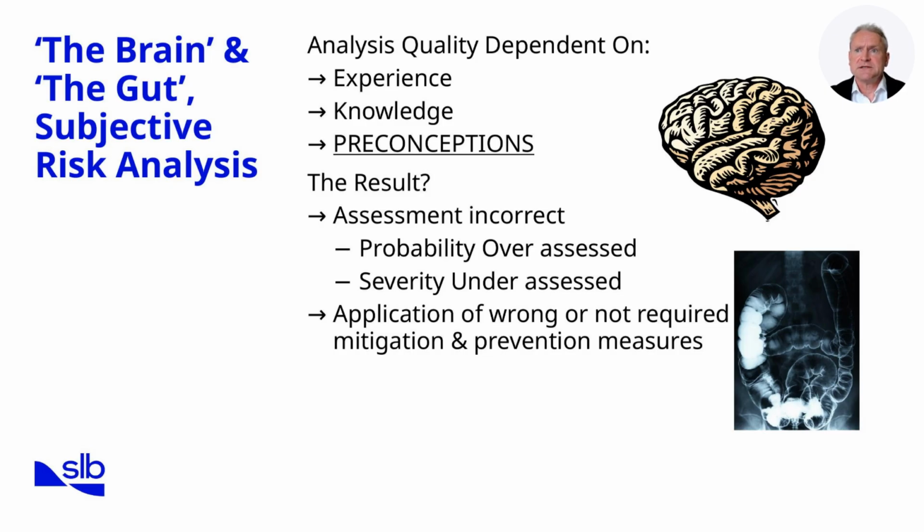Experience can sometimes mislead, particularly if it is outdated or based on a limited set of wells. Knowledge gaps can result in missing key hazards, and preconceptions, or mental shortcuts, may distort both probability and severity assessments. This often leads to overestimating how often an event might occur, while underestimating the seriousness of its potential consequences. The outcome is that the wrong preventive or mitigation measures may be applied. Resources might be wasted controlling minor risks, while critical hazards remain under-addressed.